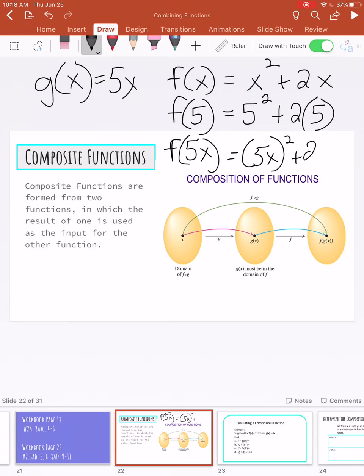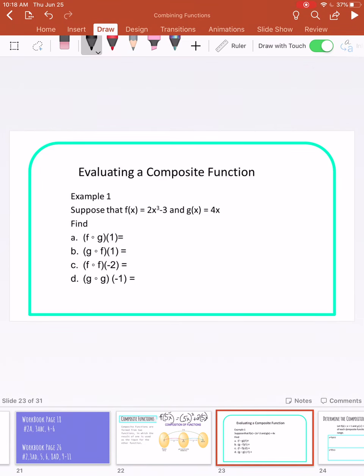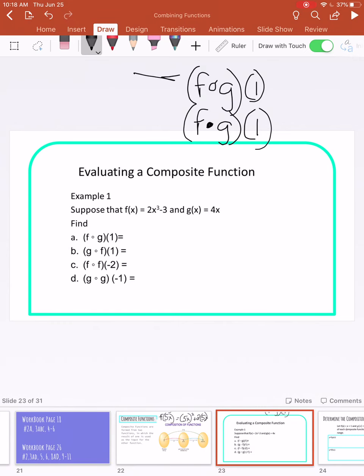So that's what we're going to be looking at today. Instead of just substituting a value, we're going to be substituting another function into a function, or even a function into itself. Let's start by evaluating a composite function. I'd like to point out that the dot used in composition is not circled in, so it looks different than the dot used in multiplication. That's something you want to watch out for. This means composition of two functions, while this means multiplication of two functions.